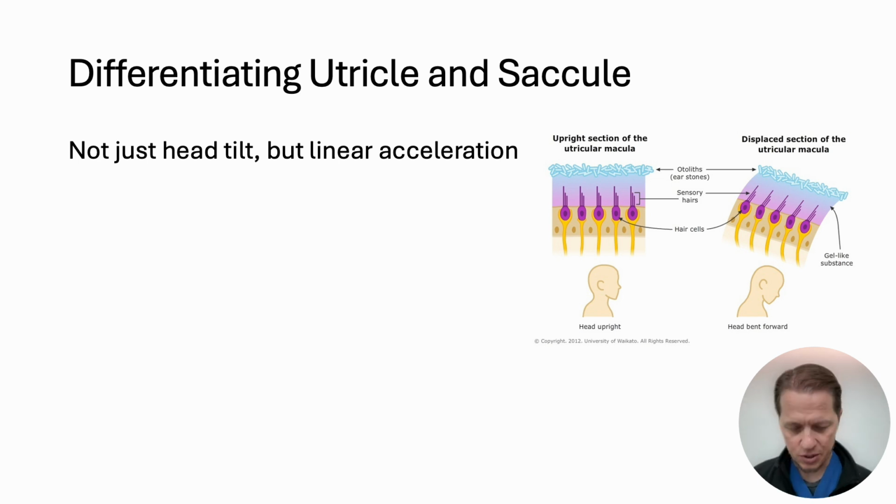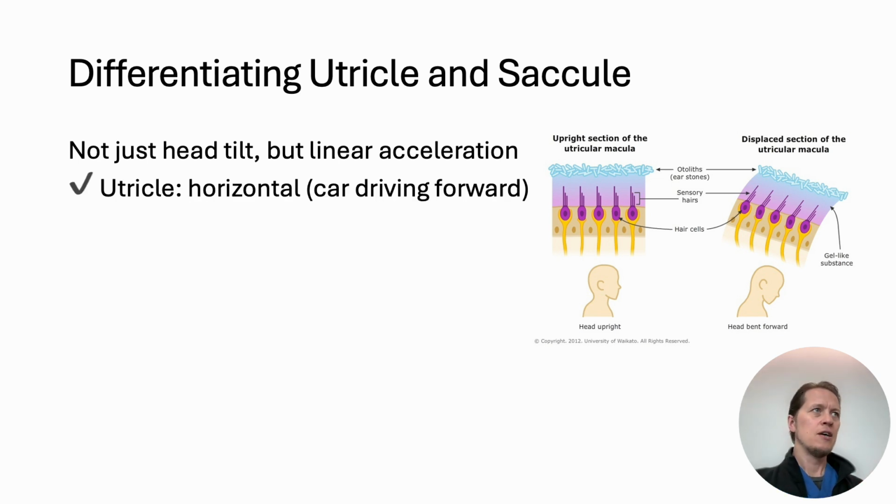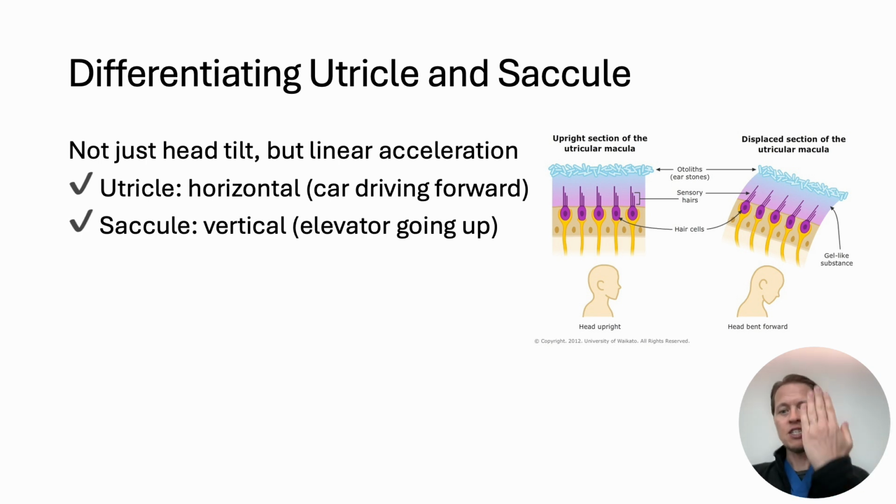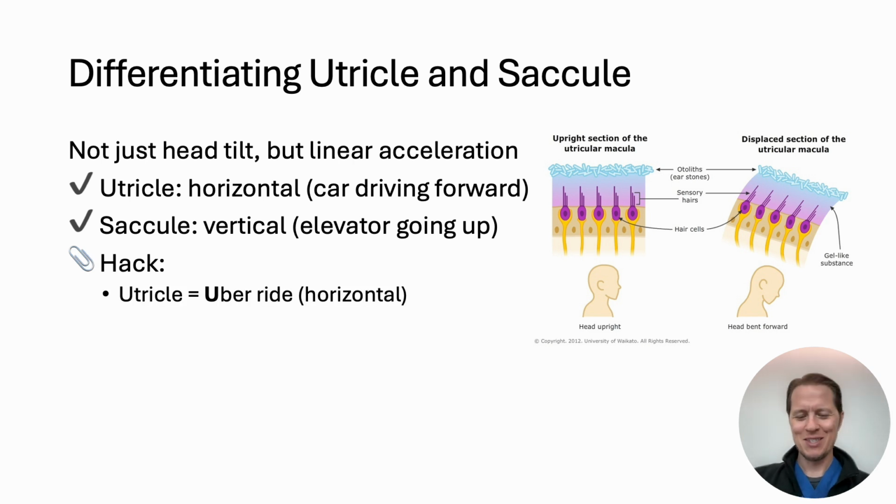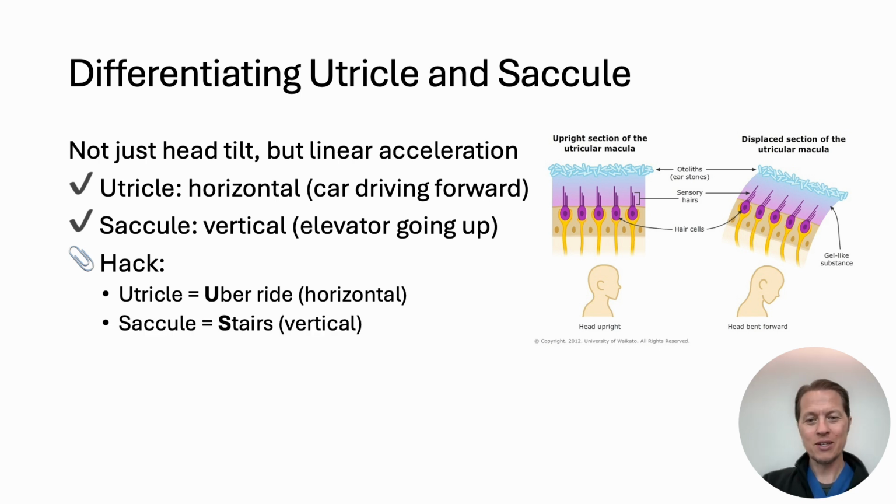Not just the tilt where you're just in space tilting forward or tilting backwards, but also linear acceleration. So this is the feeling as you're driving forward in the car. The utricles get activated because it's the horizontal one. And then that sensation of feeling your body going upward in the elevator, that's the saccules getting activated. And this one is not such a mnemonic as it is more of a hack. The utricle is your Uber ride because you're driving forward, and the saccule, you're going upstairs. I would like it to be elevator, but that doesn't work.